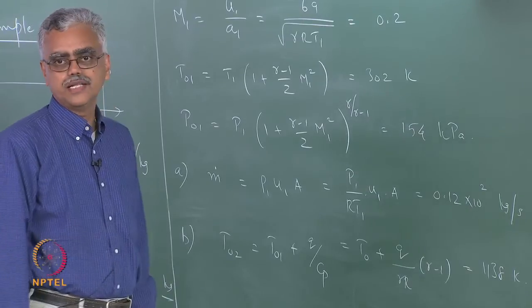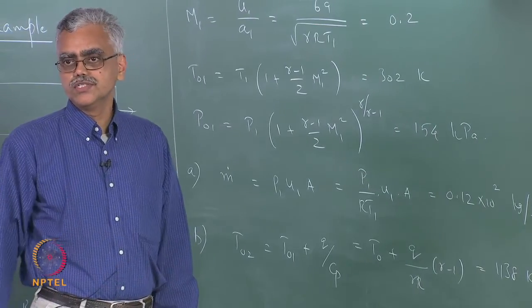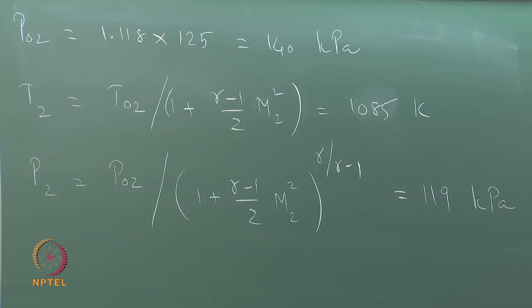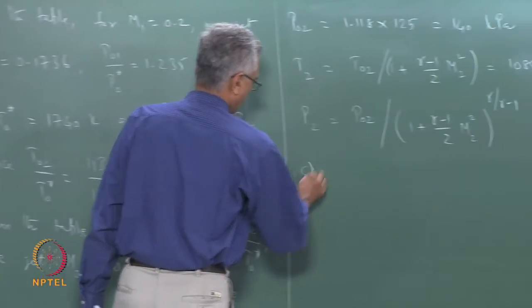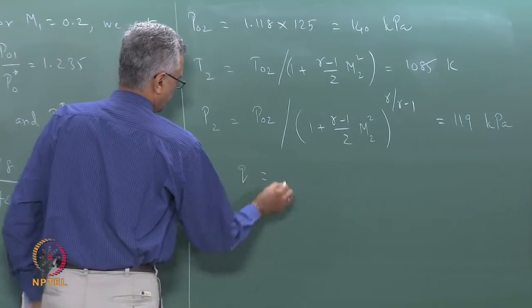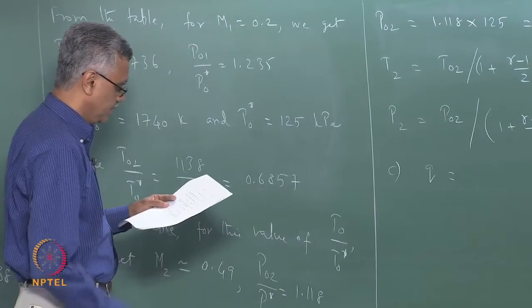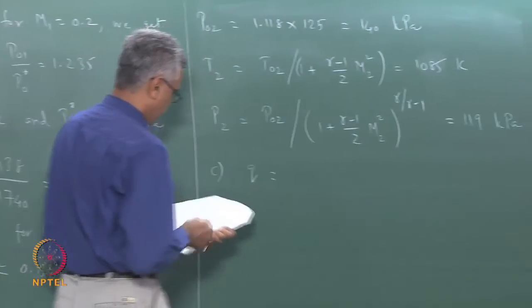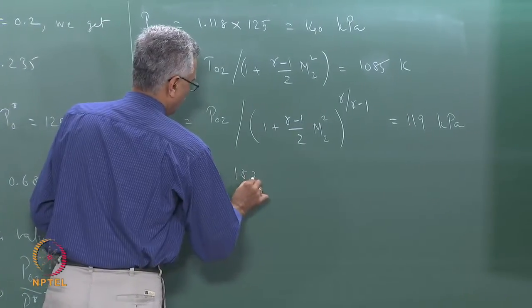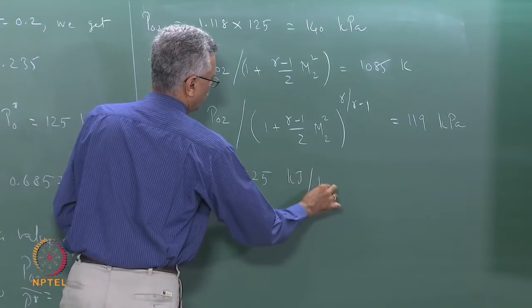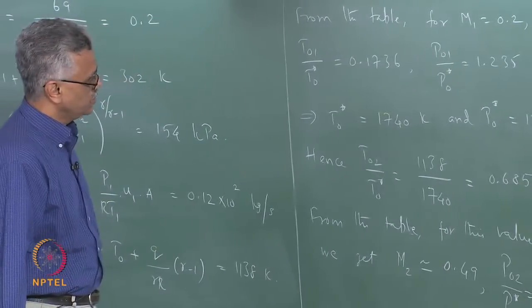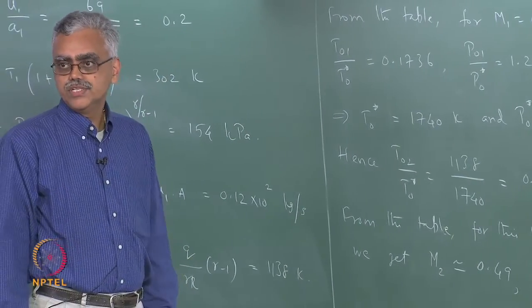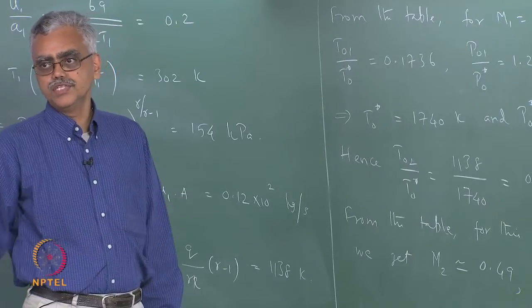So the reduction in static pressure as a result of heat addition is also consistent with our expectations. Now part C: instead of 900 kilojoule per kilogram, the given heat addition is 1825 kilojoule per kilogram, the amount of heat that we are going to add in the same duct. So we are asked to determine the changed inlet conditions for this much addition of heat.